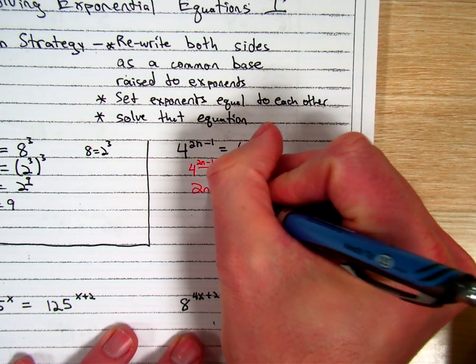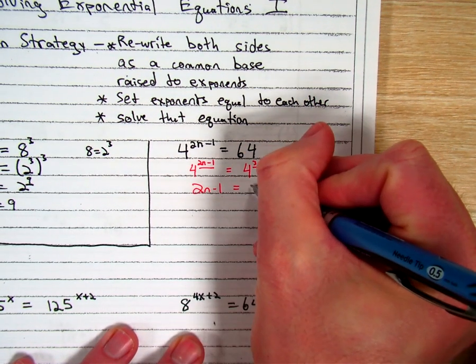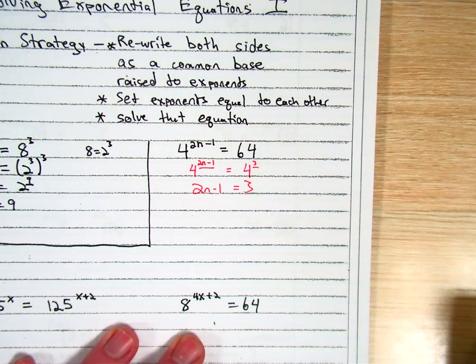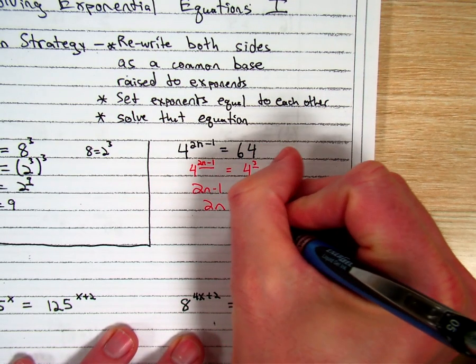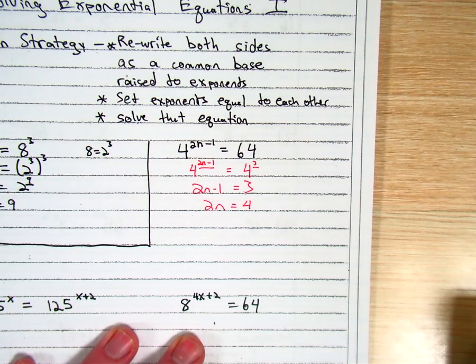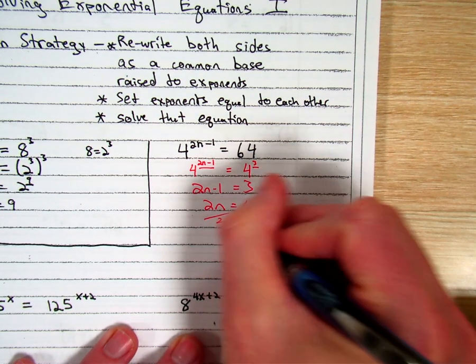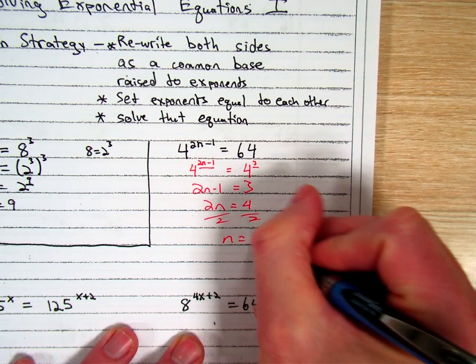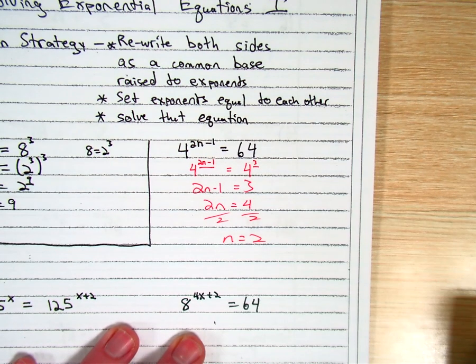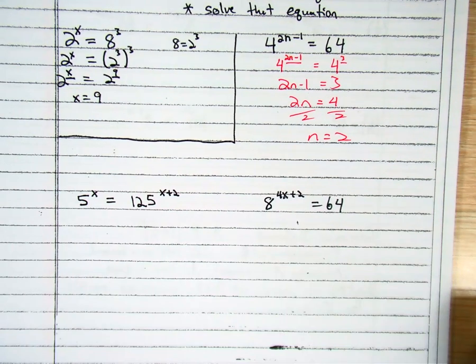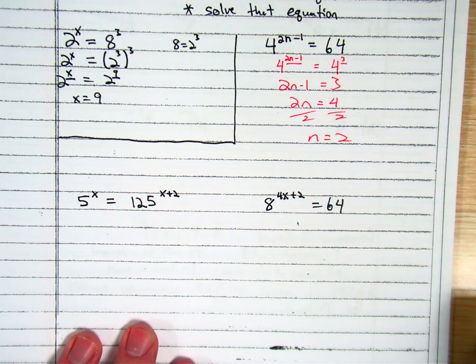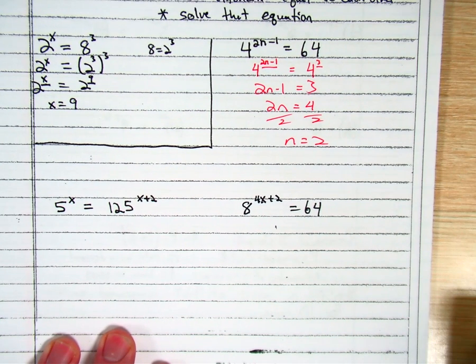So if 2n minus 1 equals 3, we're going to add the 1 over. 2n equals 4. Divide by 2. n equals 2. Same idea as those two on the bottom. Go ahead and try those on your own. Go ahead and push pause and give those a go.